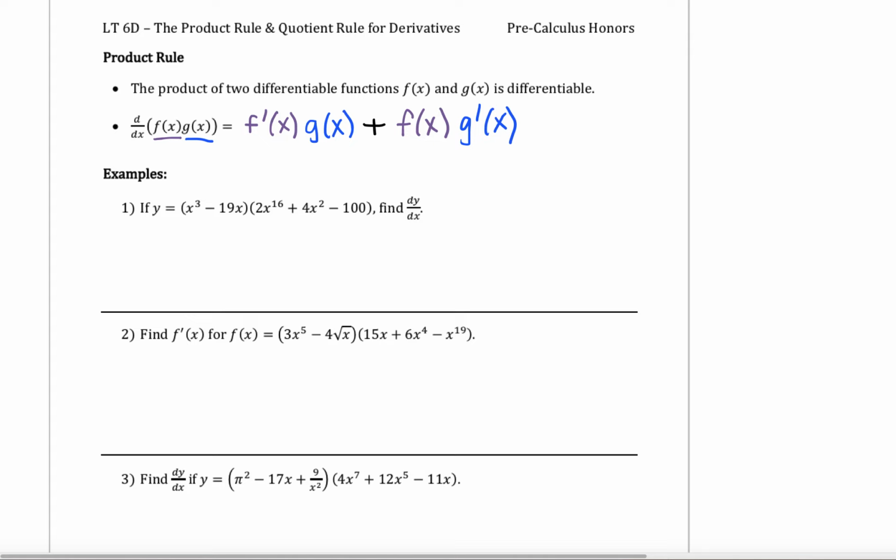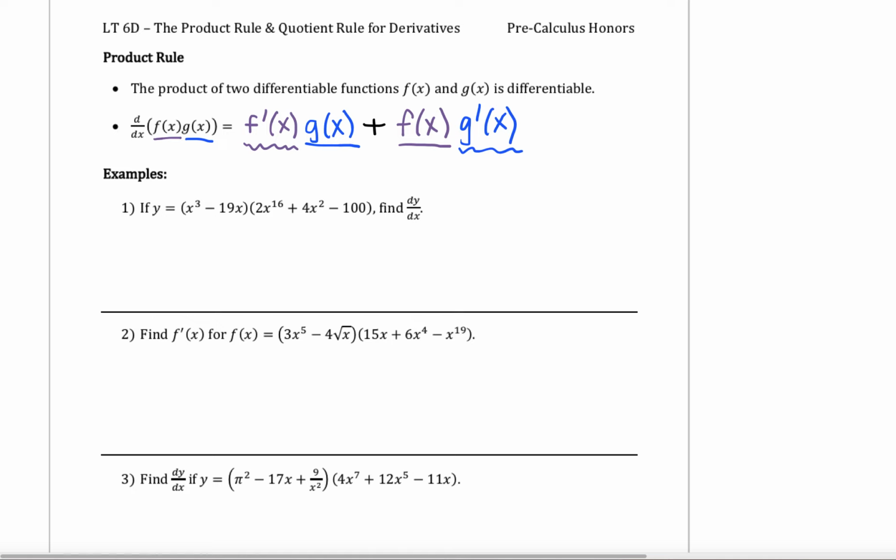The product rule says we'll take the derivative of f of x first, so that would be our f prime of x, keep the second function, g of x, the same, plus we then will keep f of x the same, times the derivative of g of x, which would be g prime. So again, we take the derivative of one function, keep the other function the same, plus we then reverse it, keep the first function f of x the same here, times the derivative of g of x.